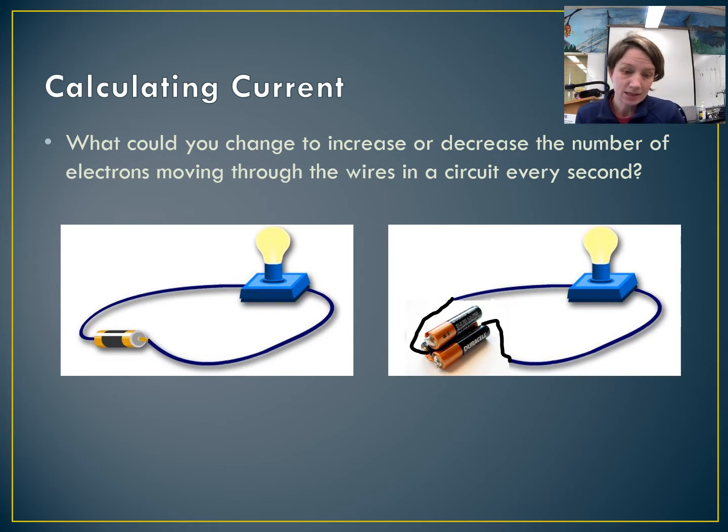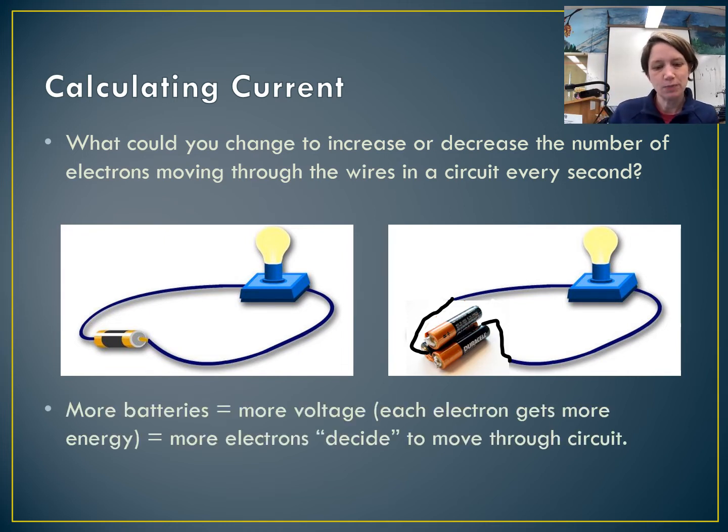If you have more batteries, then more electrons every second are going to be able to be pushed through that wire. Since each battery provides a certain amount of voltage, more batteries means we're going to have more voltage, which then determines having more current because more of those electrons are deciding to move through the circuit.